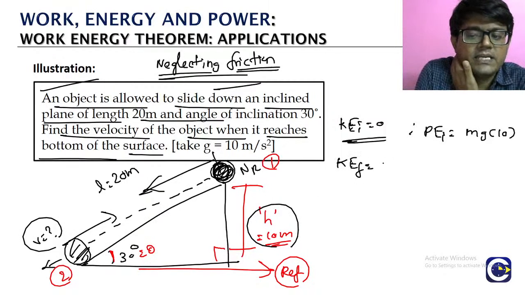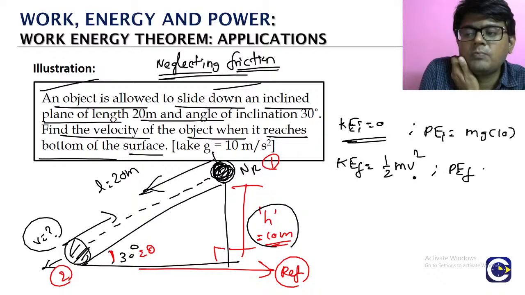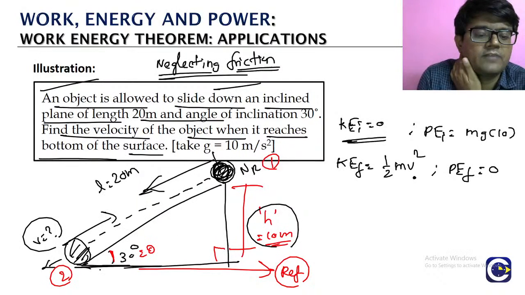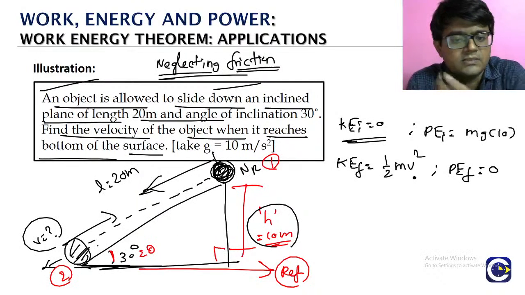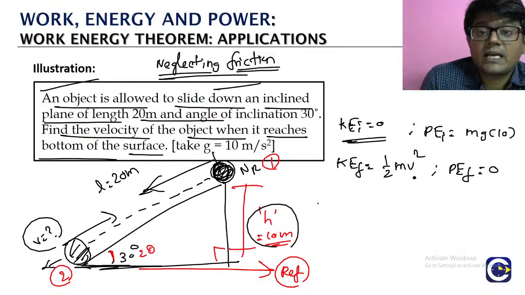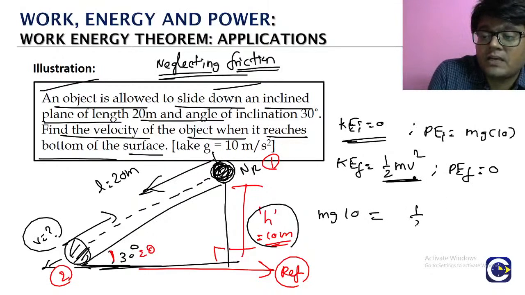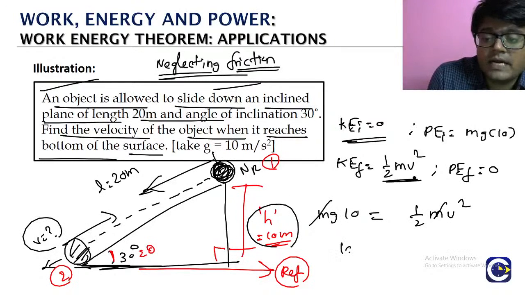Final kinetic energy, let us say half m into v square. This v is what we need. Final potential energy is 0, because it is coming to the reference, to the bottom. So using conservation of mechanical energy, initial kinetic plus initial potential, which is only mg into 10, is equal to final kinetic plus final potential, half m v square. Look, m cancels. What is g? 10. 10 into 10 is 100.